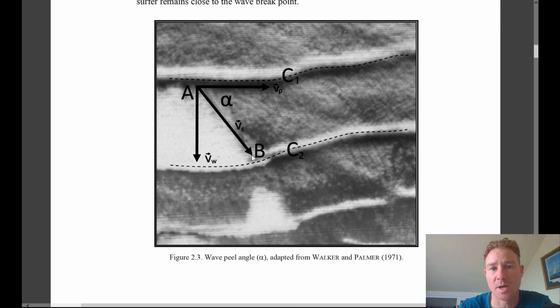And then you have a couple different vectors. So that's vector V subscript S. You have a straight line down from point A down to the next swell line, which is V subscript W vector. And then you have a vector that goes from A across the top swell line, perpendicular. That's called VP. And let me explain what some of these are.